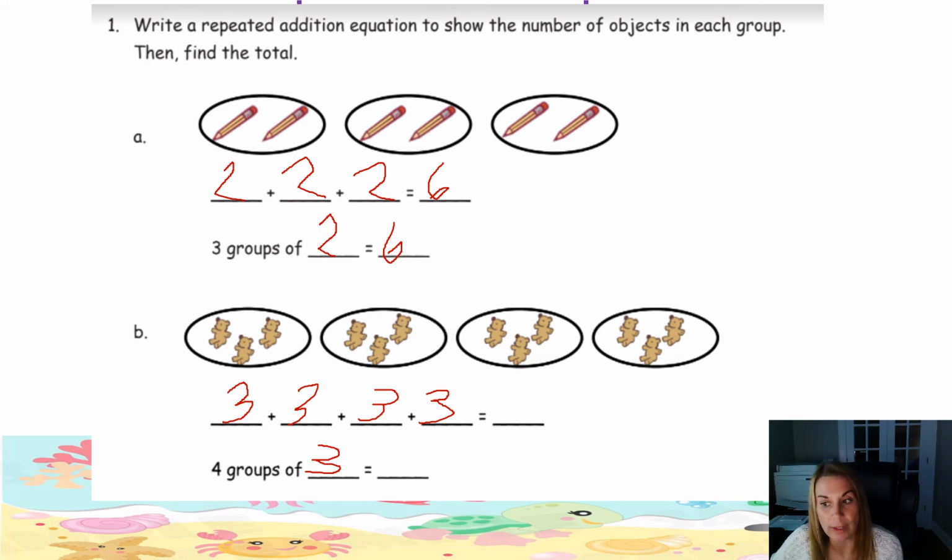All right, who thinks they can add this up? 3 plus 3, plus 3 more, plus 3 more. And if you're having a little trouble with adding multiple numbers, just take a look at our groups here and add up or count all of your teddy bears up there. Can I have a volunteer tell me what our answer is? You guys got it. The answer is 12.